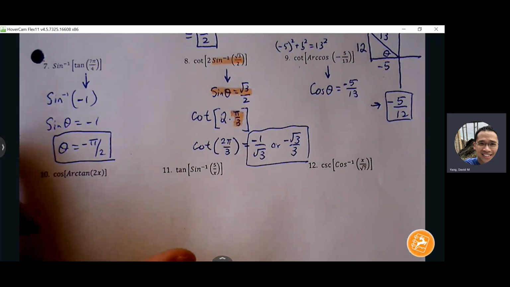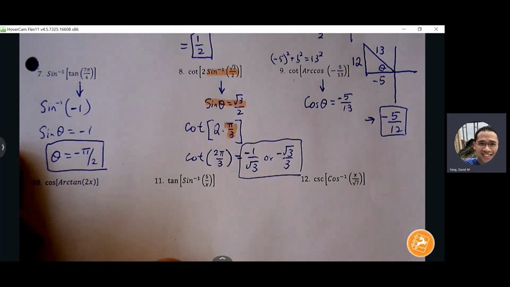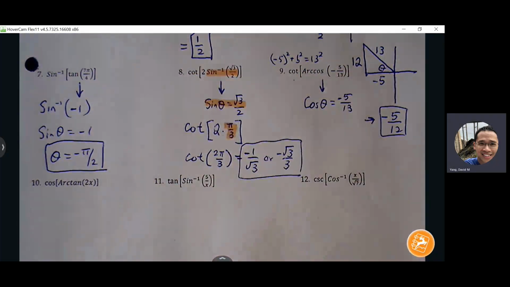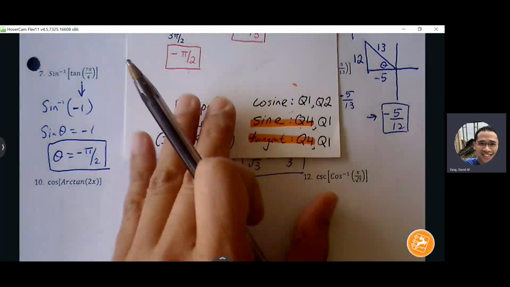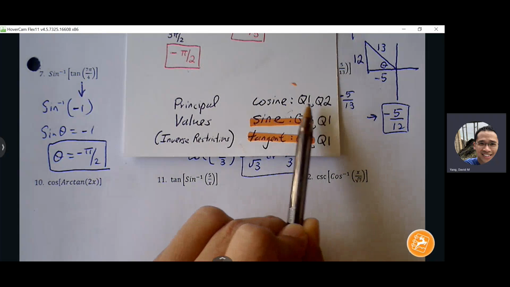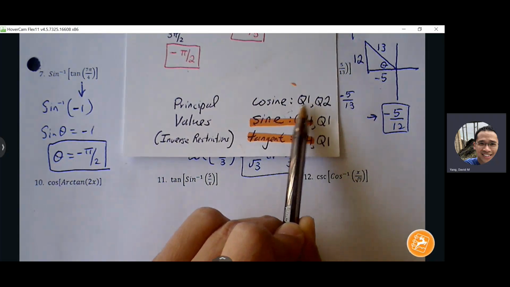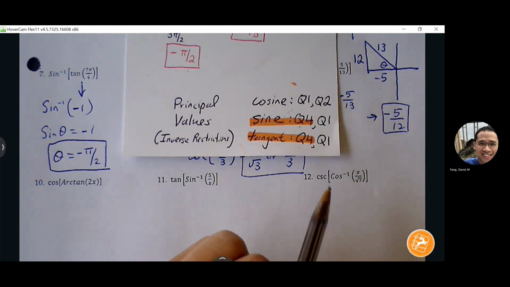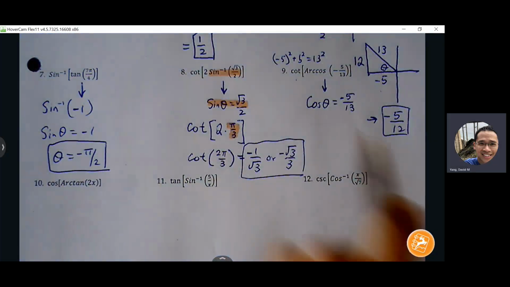Any questions so far? Yes. Why couldn't it be the third quadrant? Because we're talking about principal values. Cosine is going to have to be in either the first or second quadrant. First quadrant for positives, second quadrant for negatives, because of that uppercase A there.